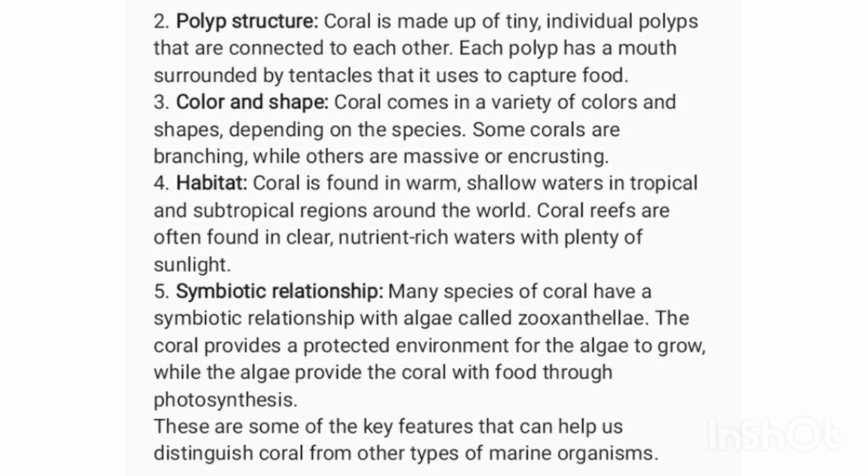These are some of the key features that can help us distinguish coral from other types of marine organisms.